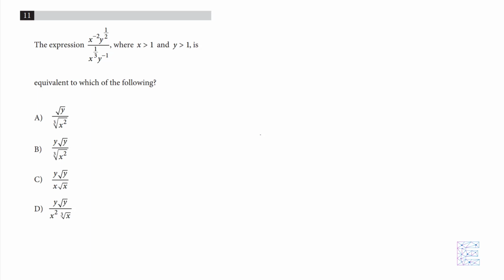How do you divide numbers that have the same base? We have x to the negative 2 divided by x to the 1/3. We said when the bases are the same, you keep the base and you simply subtract the exponents. So you subtract the denominator from the numerator. And we do the same thing for the y values. We have y to the 1/2 minus negative 1.